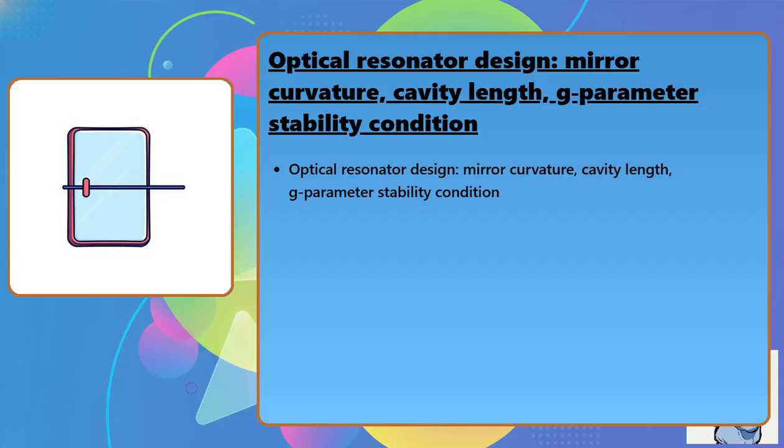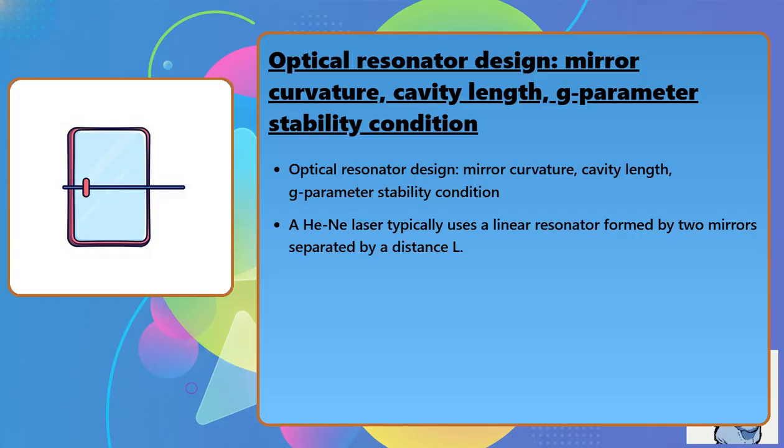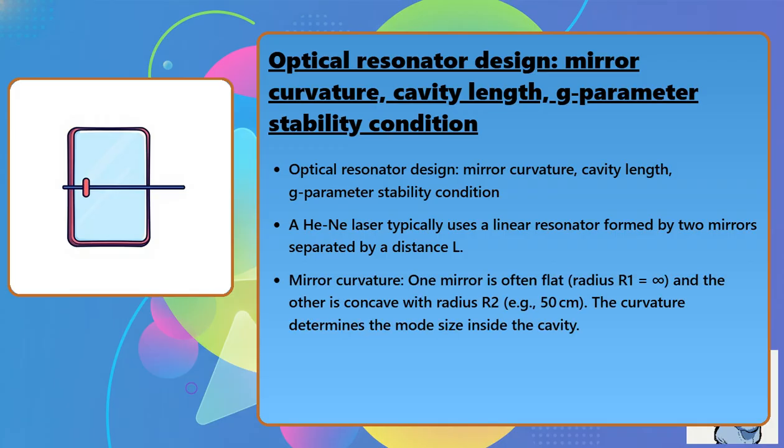Optical resonator design: mirror curvature, cavity length, g-parameter stability condition. A He-Ne laser typically uses a linear resonator formed by 2 mirrors, separated by a distance L. Mirror curvature: 1 mirror is often flat, radius R1 equals infinity, and the other is concave with radius R2, for example 50 centimeters. The curvature determines the mode size inside the cavity.